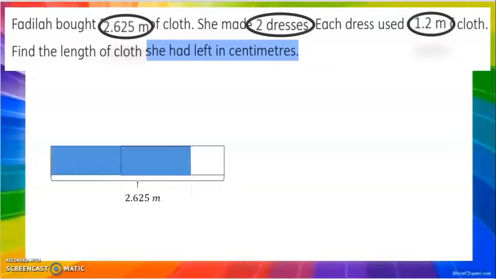So we're going to draw a model. So we know that the cloth has a length of 2.625 meters and the 2 dresses here, each is 1.2. Altogether the 2 dresses is 2.4 meters. So how to find the remaining cloth here?